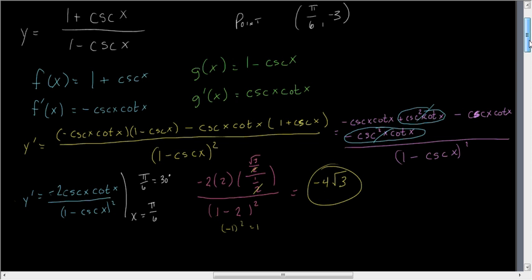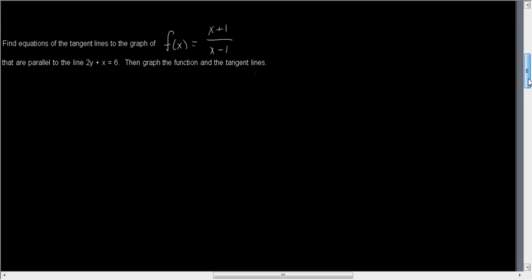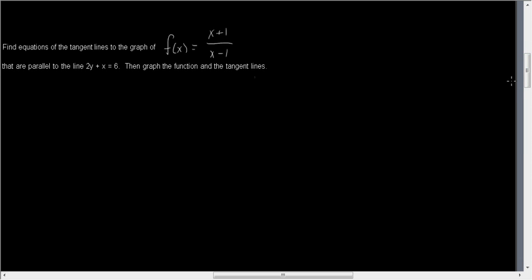Another question that's somewhat similar to it, but we don't have to deal with any trig functions. Find equations of the tangent lines to the graph of f of x is x plus 1 over x minus 1 that are parallel to the line 2y plus x equals 6, then graph the function and the tangent lines.